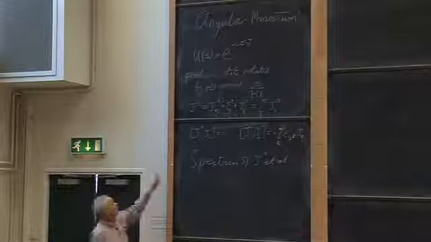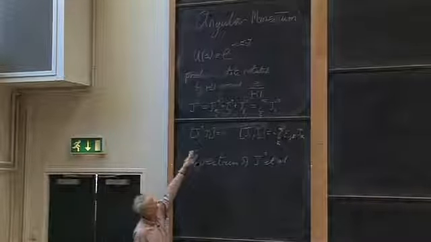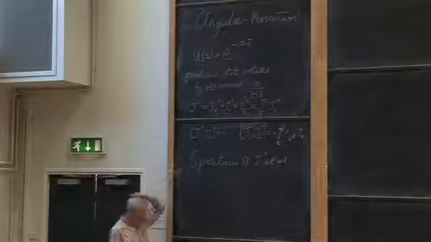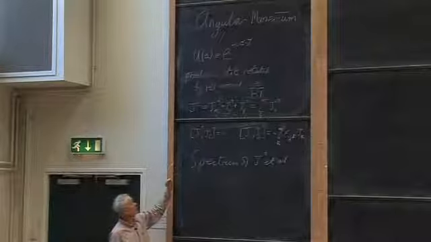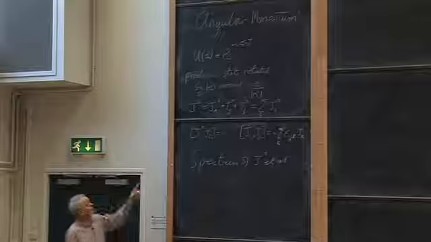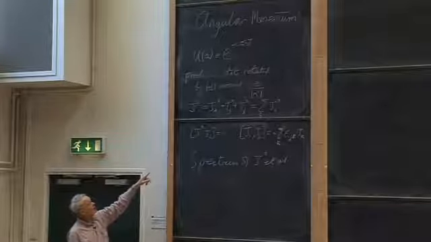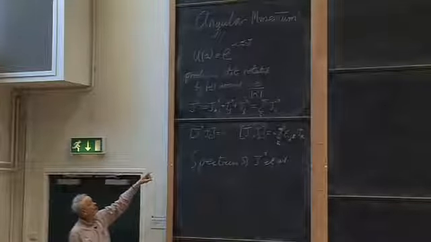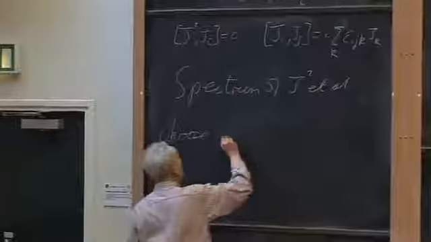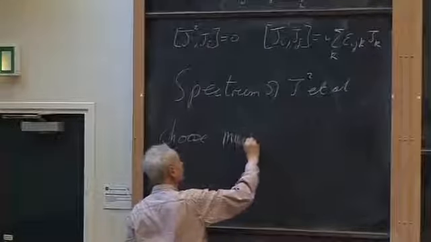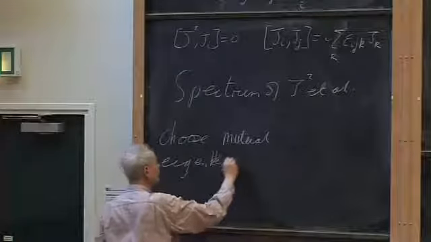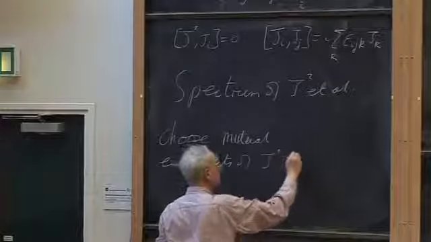But there is a complete mutual set of eigenkets because of that commutation relation, because J squared commutes with all of its subordinates. There is a complete set of mutual eigenkets of J squared and any one of those, and it's conventional to pick just at random that we choose to have mutual eigenkets of J squared and Jz.